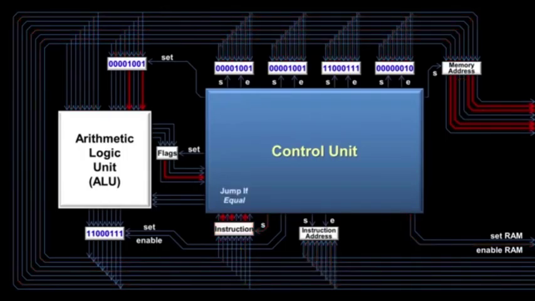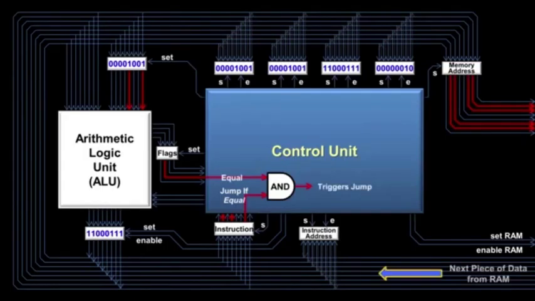In this case, it's a jump if equal instruction, which checks to see if the equal flag is on. It does that by running one of its wires and the equal flag wire into an AND gate. If both inputs to the AND gate are on, then the output wire turns on as well. This output wire will then trigger the jump.